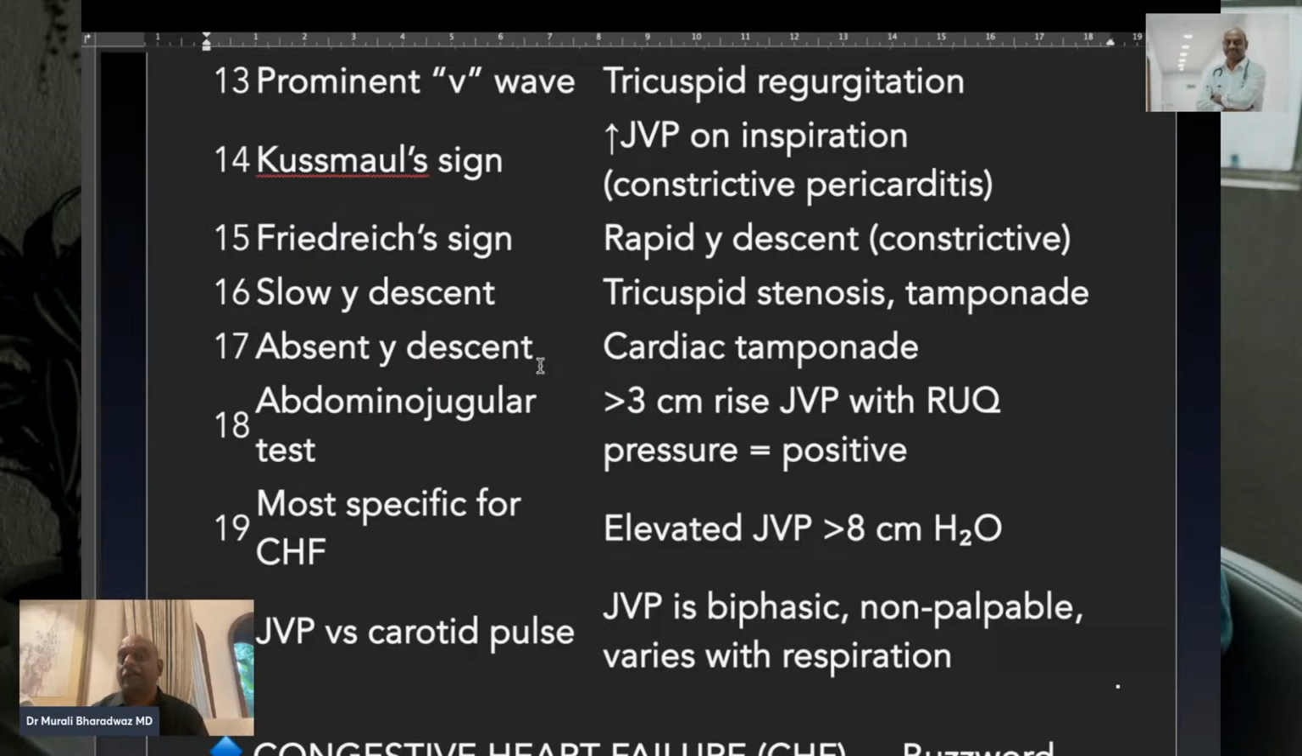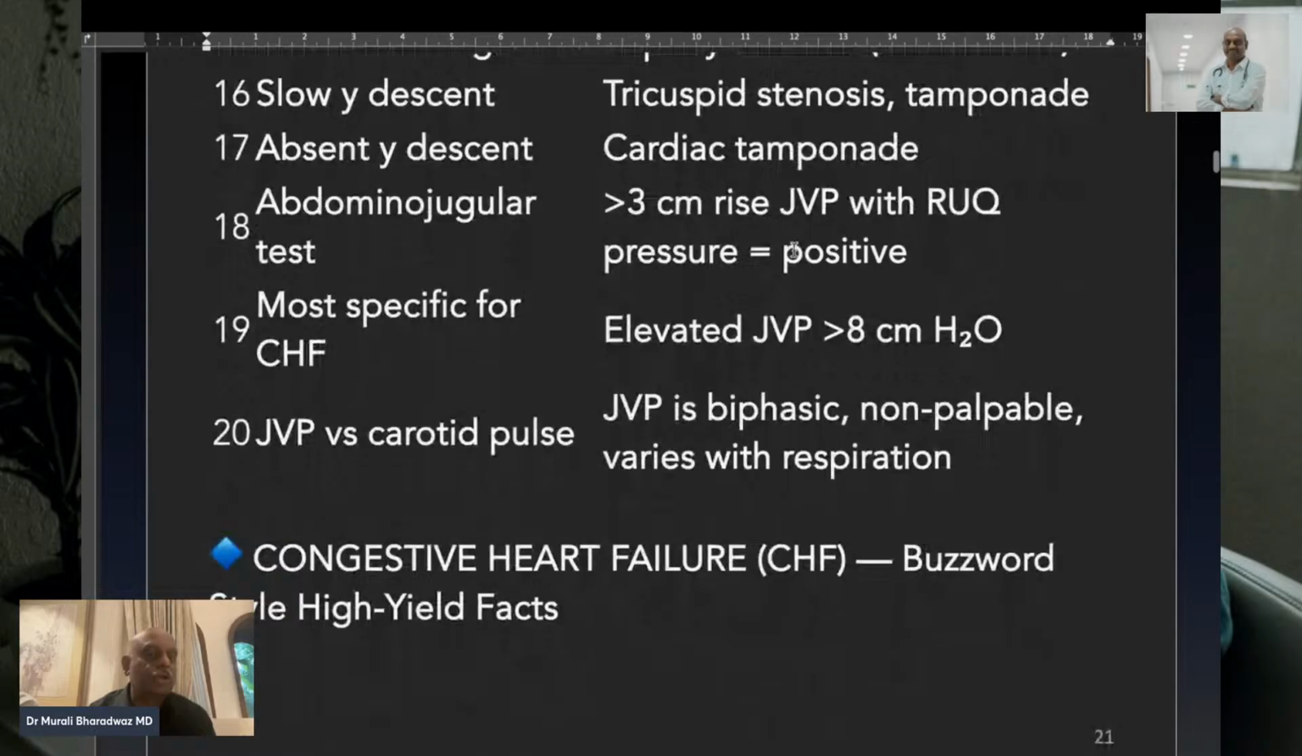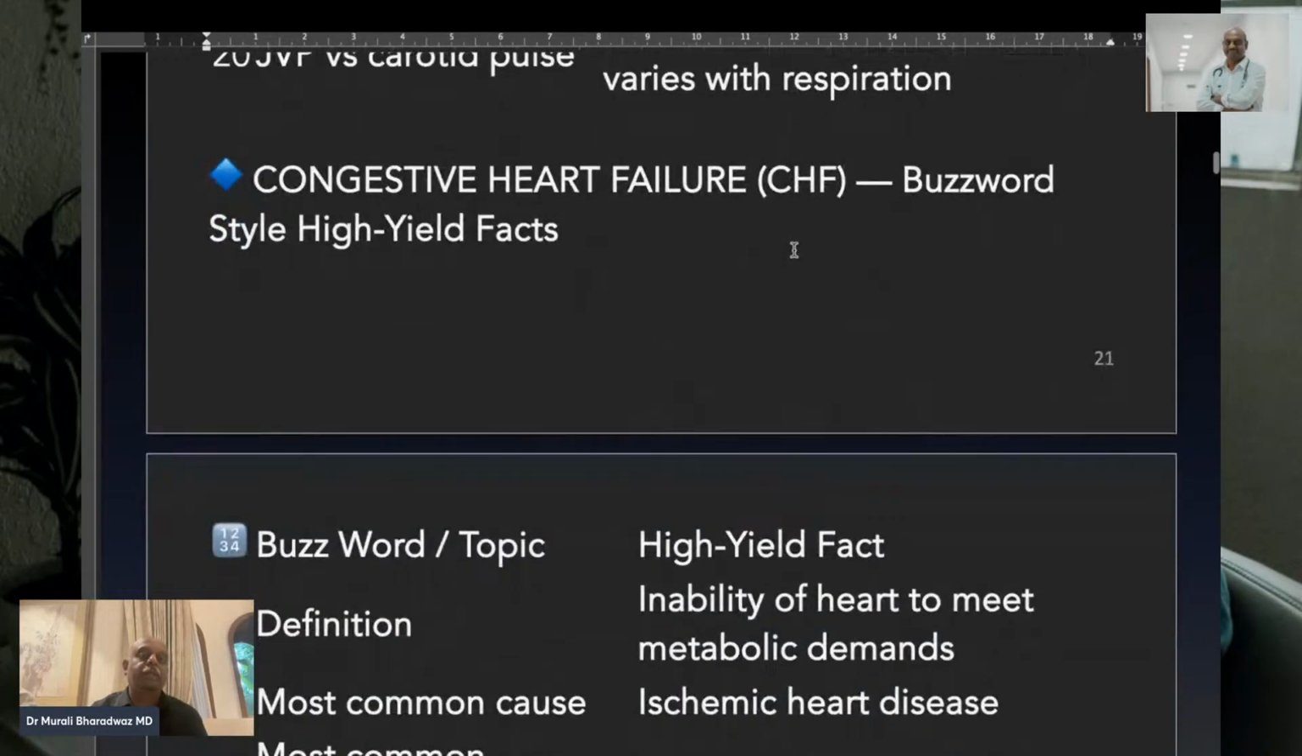A prominent Y descent, a rapid Y descent, is a feature of constrictive pericarditis. Absent Y descent is in tamponade. Correct. It can be absent or slow. Suppose if tricuspid stenosis is there also, the Y descent will be slow, is what you need to remember.